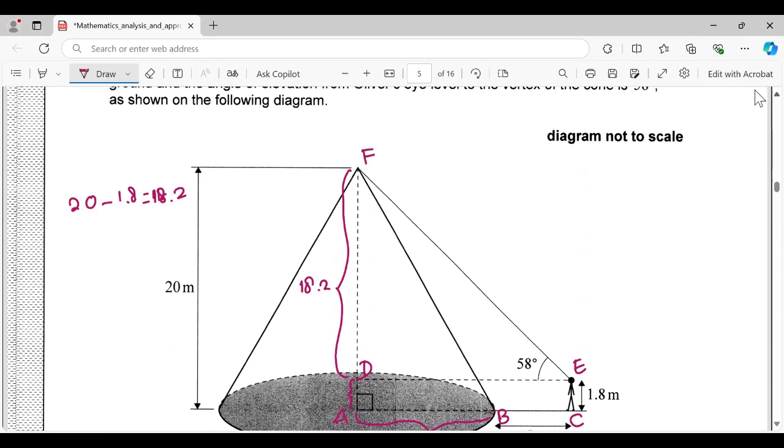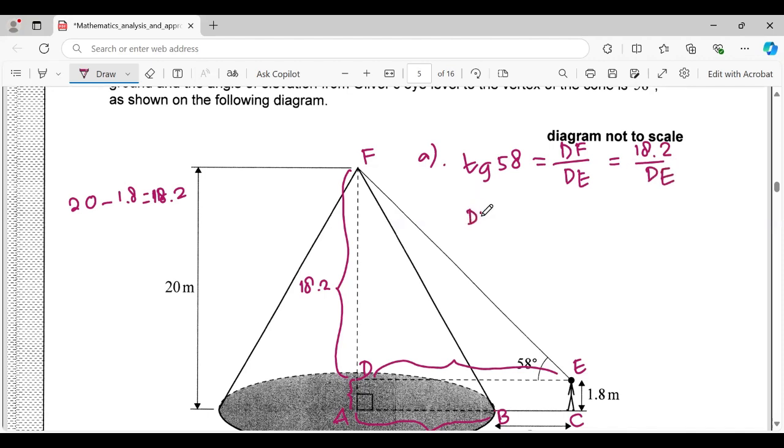I'm going to calculate here. Tangent, because we are going to find DE first. Okay. I'm going to calculate the DE first. So tangent 58 equals DF over DE, and it is 18.2 over DE.